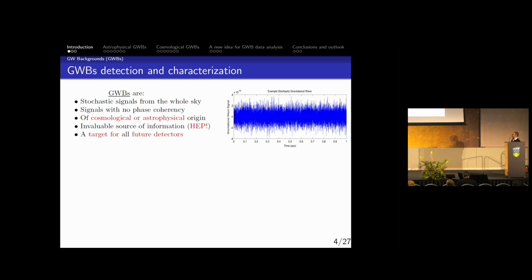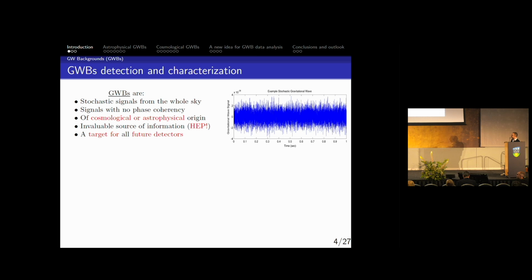First of all, what are stochastic backgrounds? You can think of these as signals coming to us from the whole sky, more or less like the CMB. These guys have no phase coherency, so you cannot really try to find some coherent pattern. You just have to find power in this noise-like thing. This can be either of cosmological or astrophysical origin. Cosmological backgrounds come from violent processes in the early universe. Astrophysical backgrounds are due to the incoherent superposition of many weak sources.